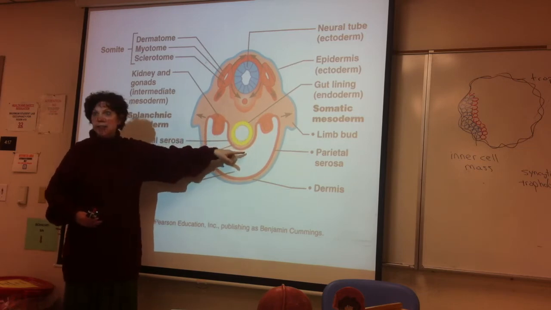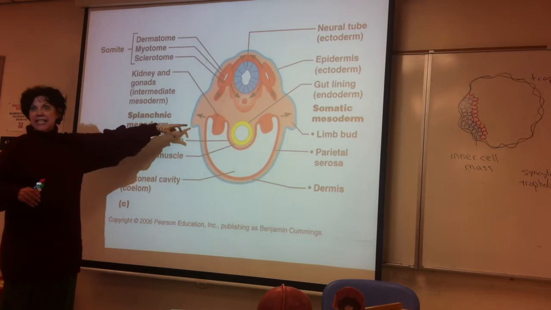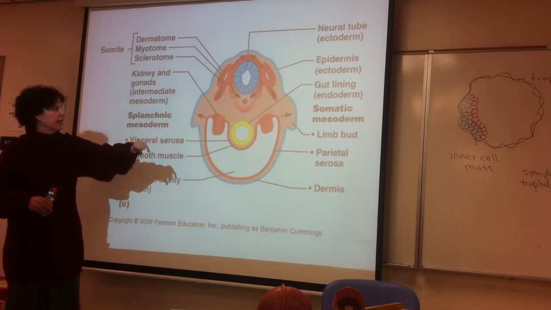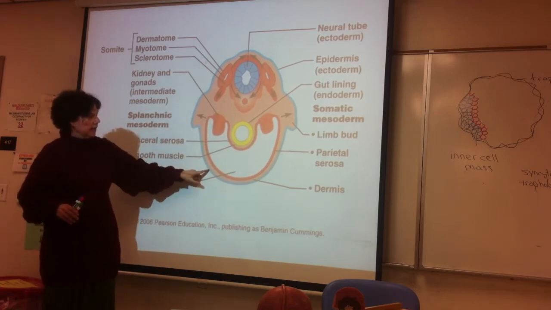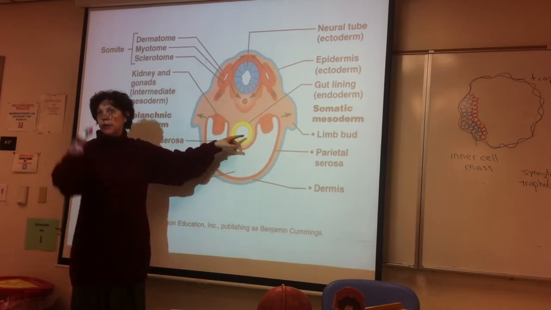Here is the gut. Here are those ridges that develop into the kidneys, the mesonephros, and the ovaries or testes. All right, this would be skeletal muscle out here with skin. This would be smooth muscle with the lining of the gut or the respiratory pathway.